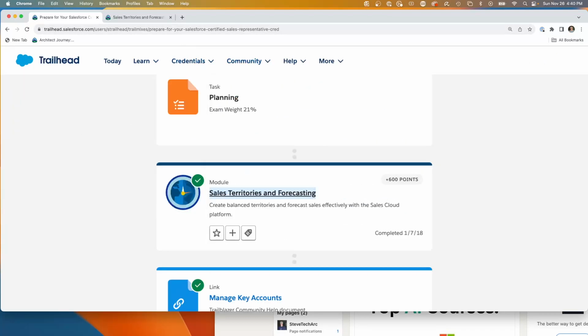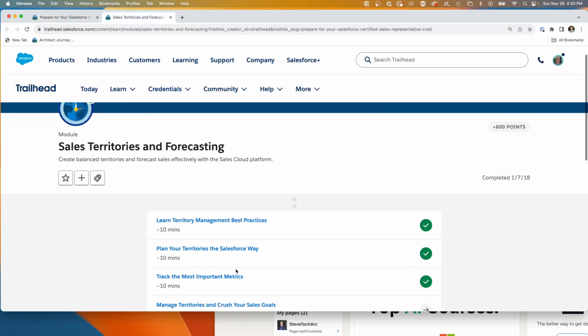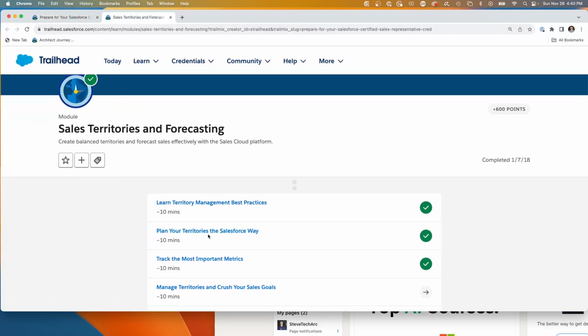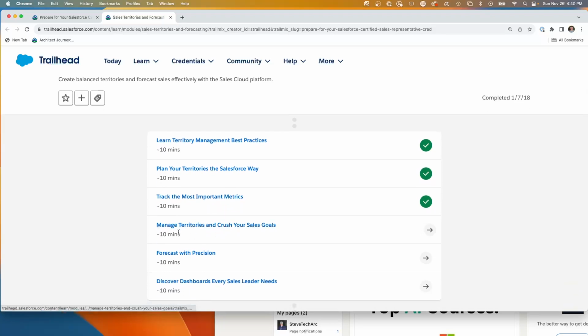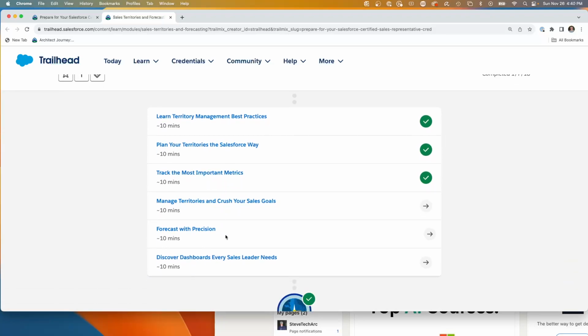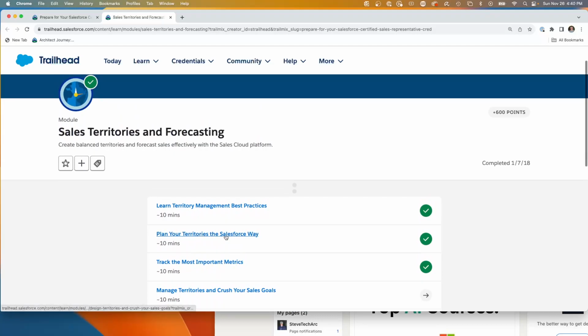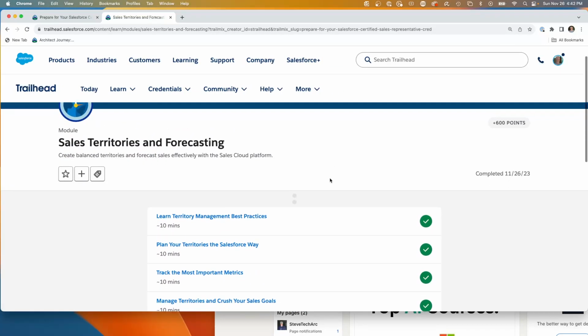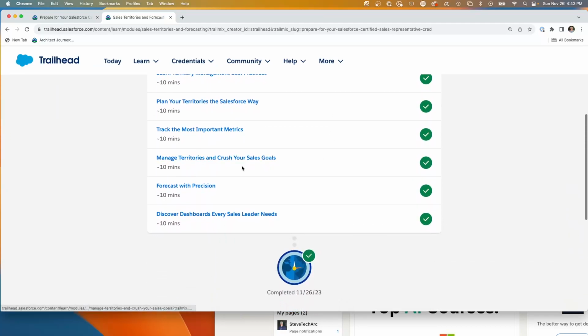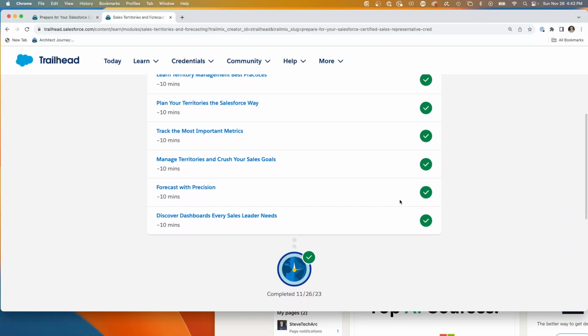So first, the sales territories and forecasting, very helpful. Coming in here, you can learn about the territory models, setting up territories, the important metrics, and managing the territories and the forecasting. So this was a very good one to dive into. This will go into metrics, territories, and even a little bit of the forecasting and the goals.